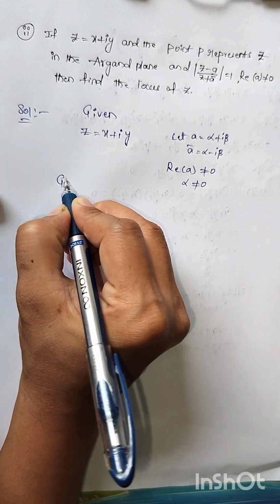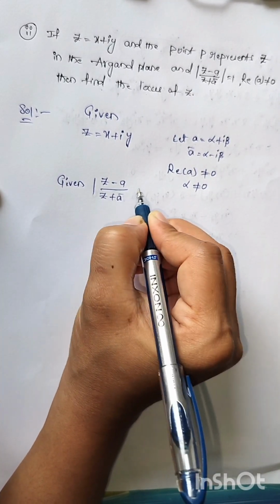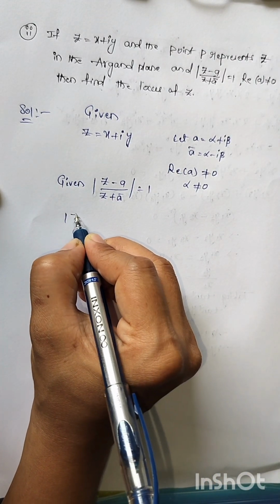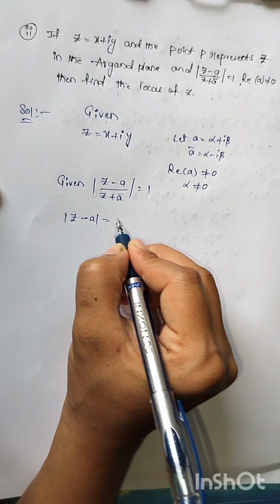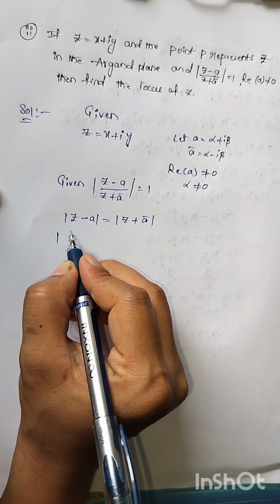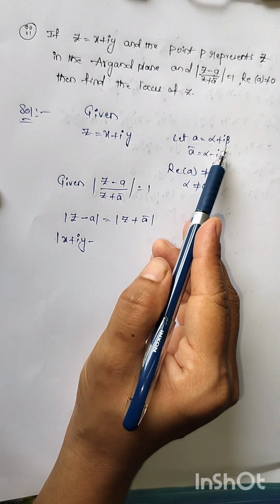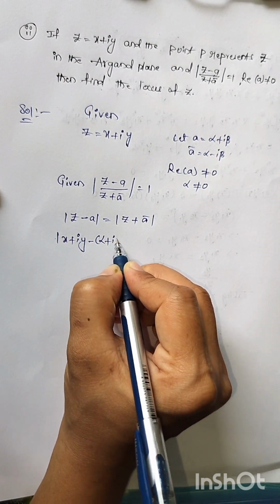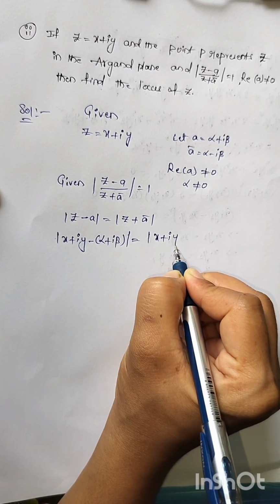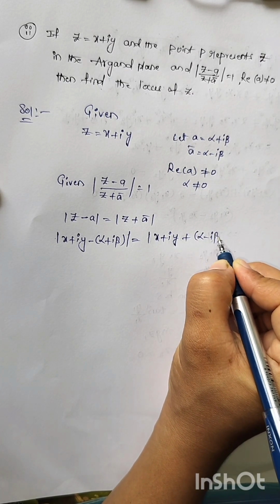Given modulus of (z minus a) by (z plus a bar) is equal to 1. So I am writing modulus of z minus a equals modulus of z plus a bar. Modulus of z is x plus iy, minus a, which is alpha plus i beta, that equals modulus of z, x plus iy, plus a bar, which is alpha minus i beta.